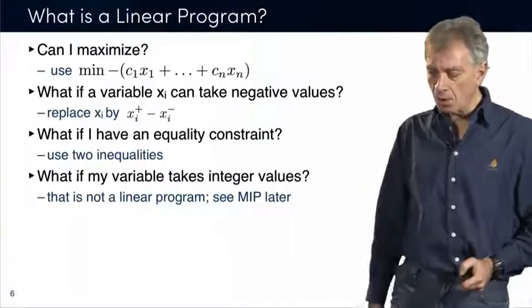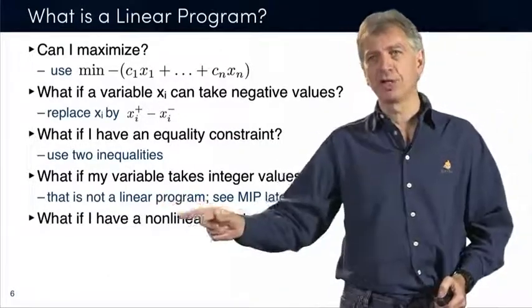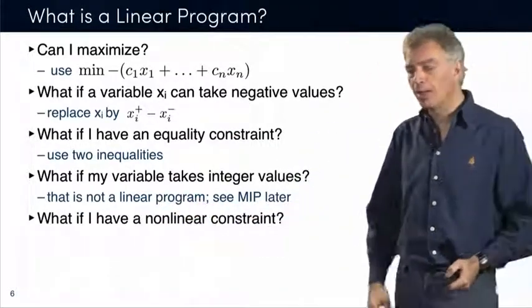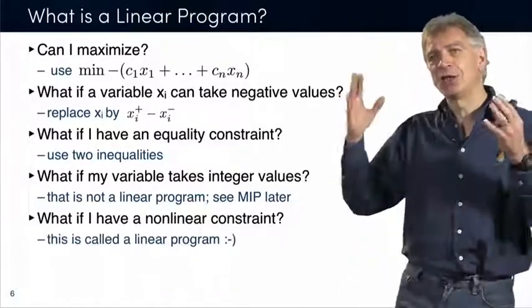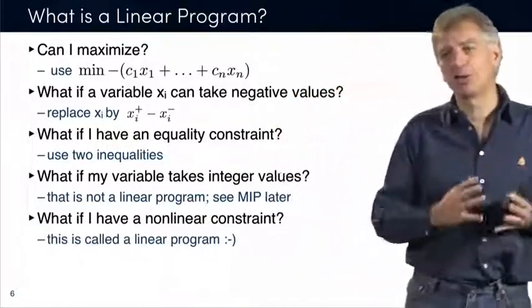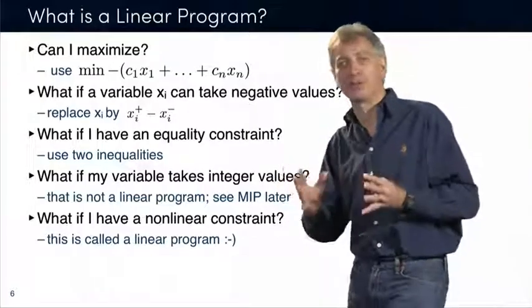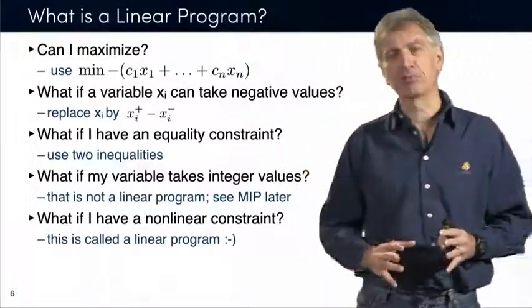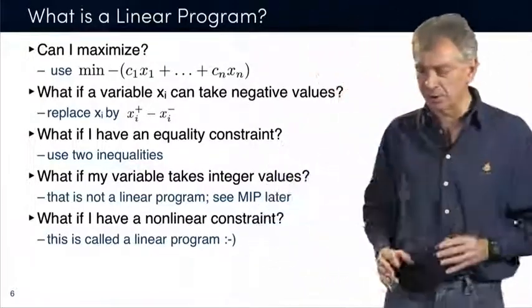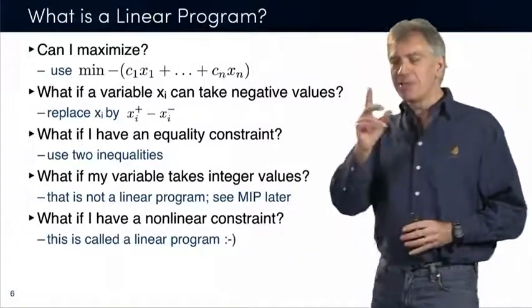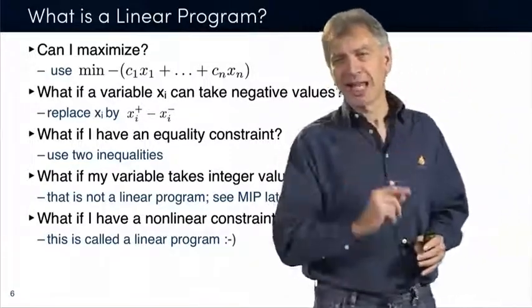Now, what about, if I have a nonlinear constraint? Well, what we are talking about here is a linear program. It's not a nonlinear program. It's called a linear program for a reason. We only want to have linear constraints and linear objective function. And that gives me the opportunity to tell you a story about George Dantzig, of course.